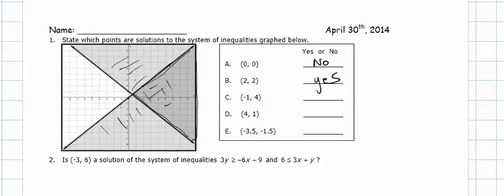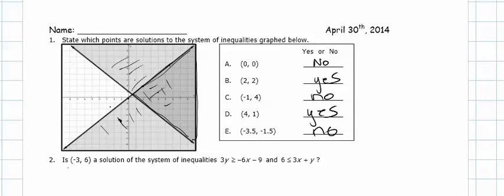Now let's look at the point (-1, 4). Negative 1, then 1, 2, 3, 4 would be right here. Well, that's in one region, but it's not in both regions, so this will be a no. And then the point (4, 1). Yes, that one's actually in our region. And then (-3.5, -1.5), about right here. Well, no, that's in the white region. It doesn't satisfy either, so that would be a no.